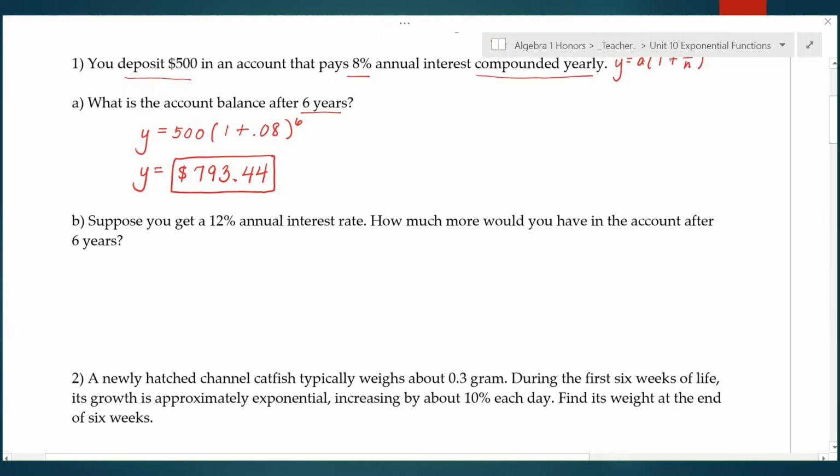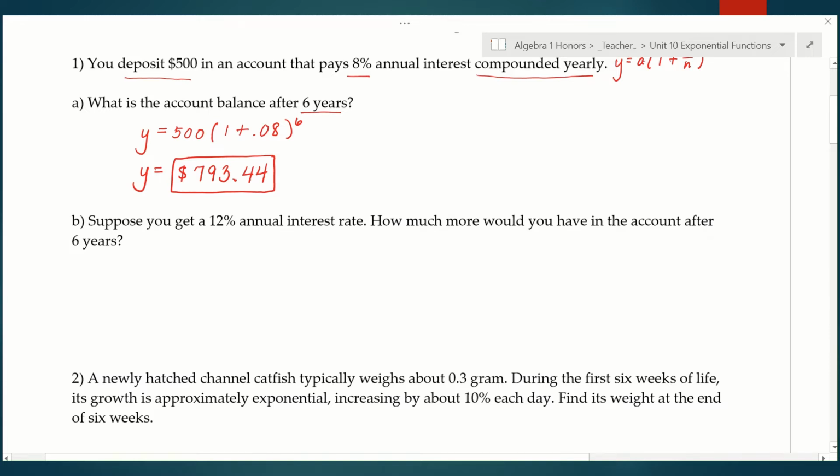Suppose you get a 12% annual interest rate. How much more would you have in the account after 6 years? All right, so we're upping the interest rate, which, by the way, 8% and 12% is pretty darn high for a savings account, if that's what we're talking about here. So this is a lot of money.